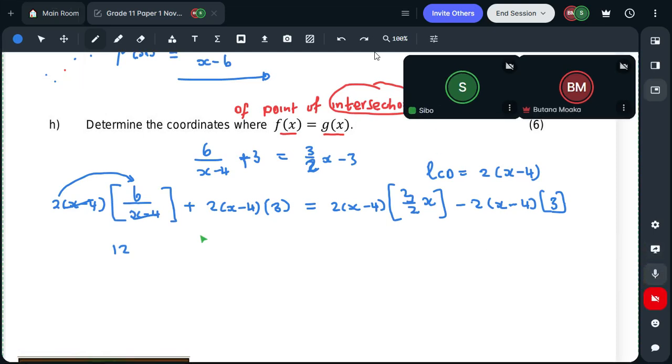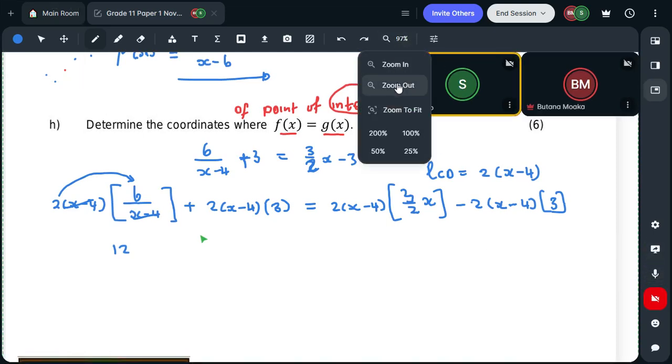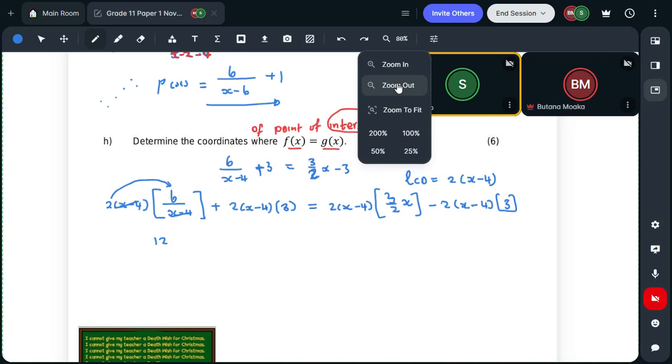Do you want me to zoom out? Slightly, please. Like ever so slightly. Thank you.